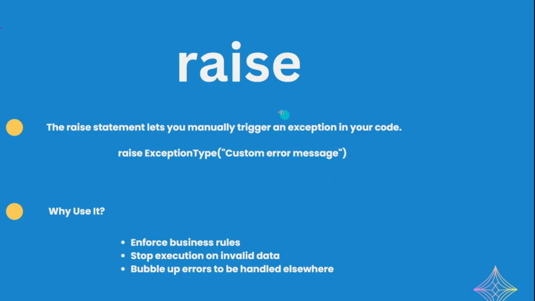Why do we use this kind of exceptions? This is to enforce business rules, where you can put your own business rules. You can have some conditions based on your business rules where you can raise those exceptions. You can use it to stop execution on invalid data. Then you can bubble up errors to be handled elsewhere. These are a few useful things where you can call raise.